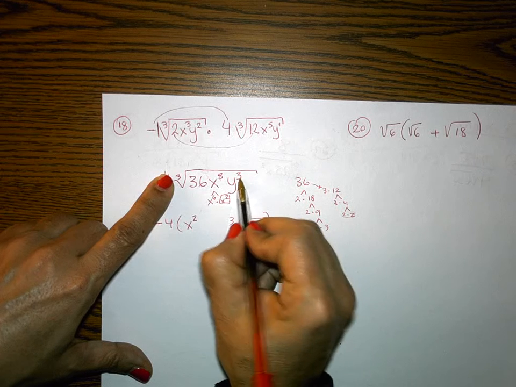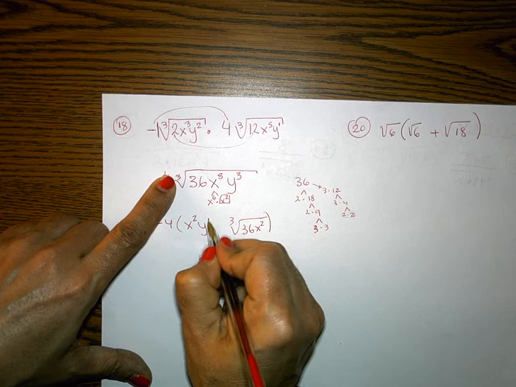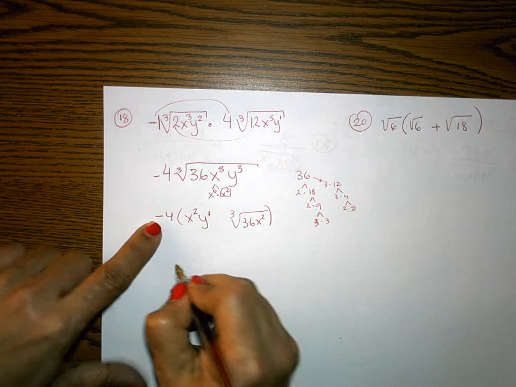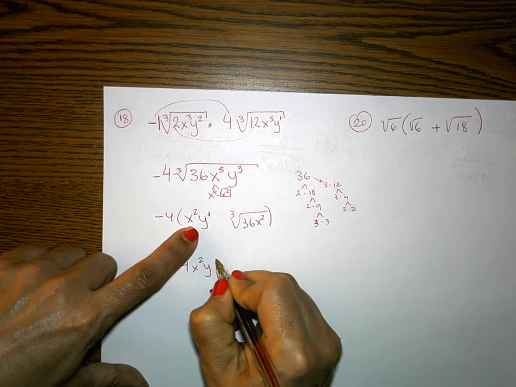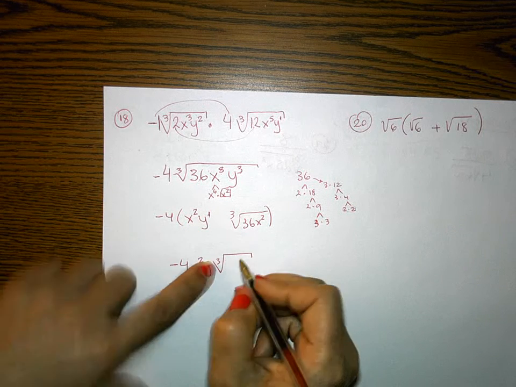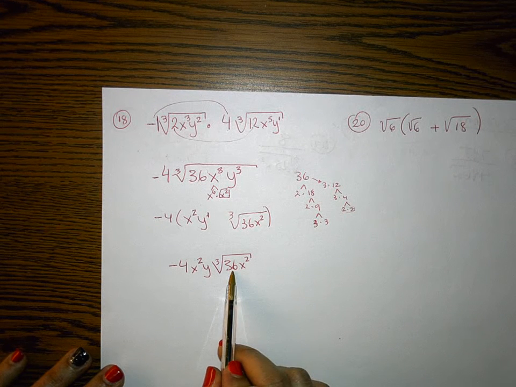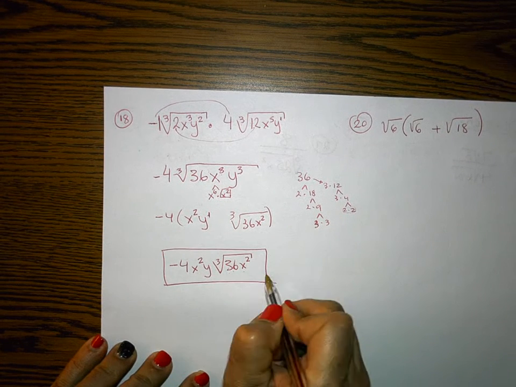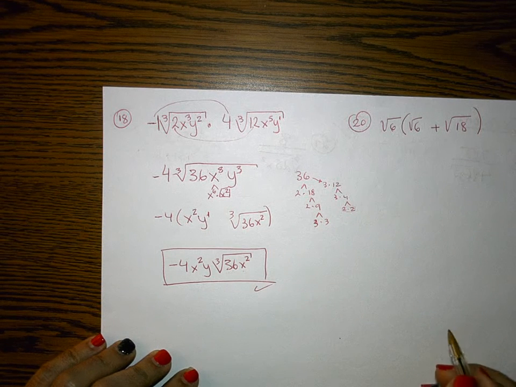And the exponent of 3 is divisible by 3. So we get y to the 1st power. 3 divided by 3 is 1. So I simplified to the best I could. This is going to be negative 4 x squared y times the cube root. Please don't forget to write your cube root of 36 x squared. It looks so tempting to take the 6, the square root of 36, but that's not what we're doing. We're doing cube roots. Okay? So there is our final answer. No absolute value needed because we're doing cube roots, not even roots. So we're done.